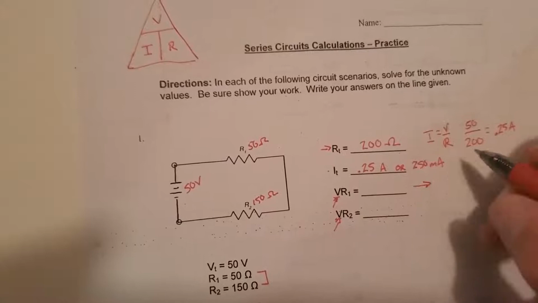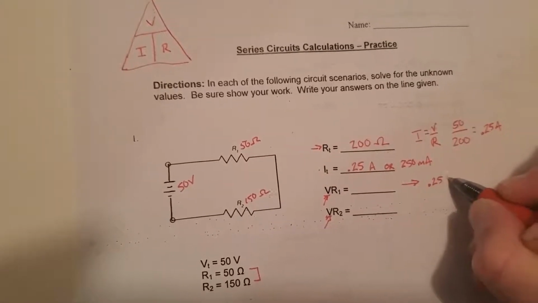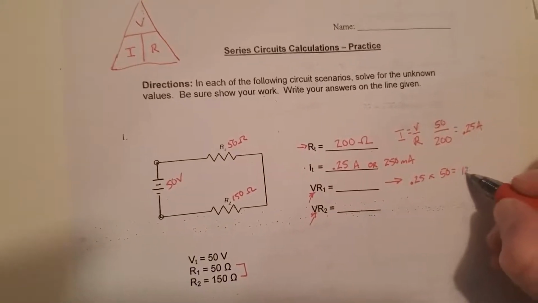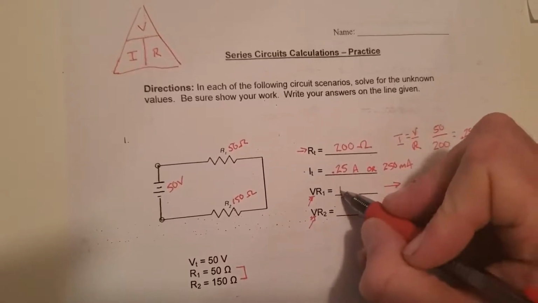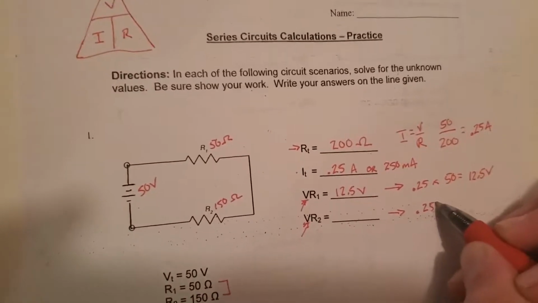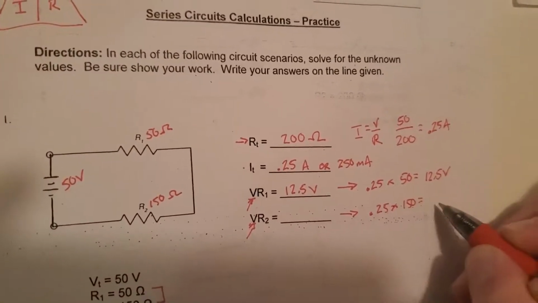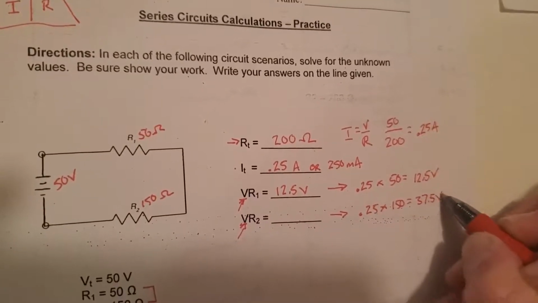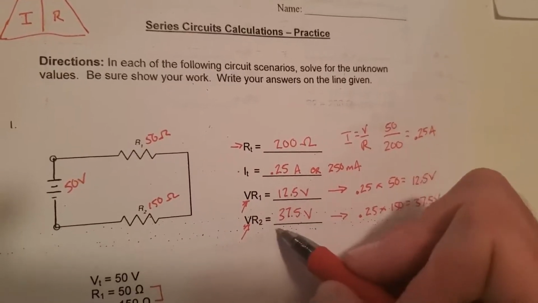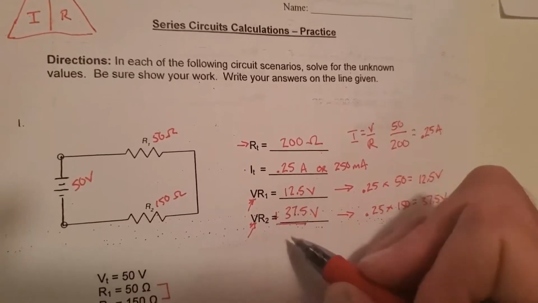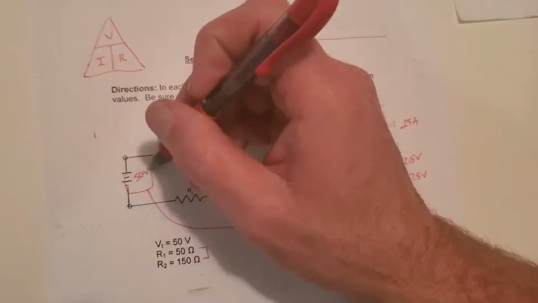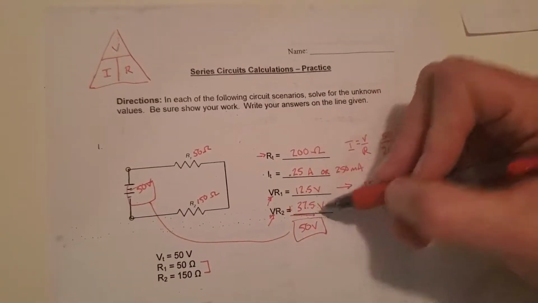So this one is going to be 0.25 times 50, which is 12.5 volts. And this one's going to be 0.25 times 150, which is 37.5 volts. If we take these two and add them together, we've got 50 volts, which is Kirchhoff's law that we talked about, and it matches over there. We've just solved the first one.